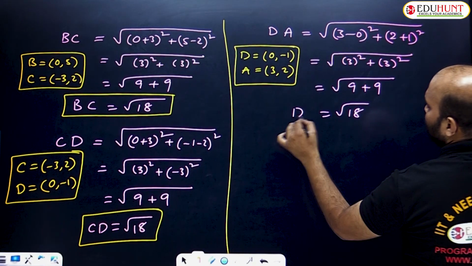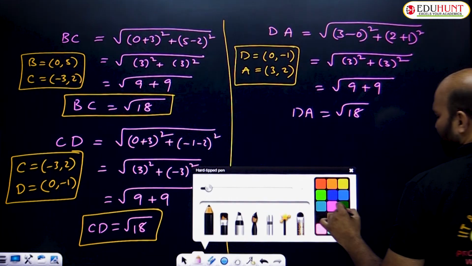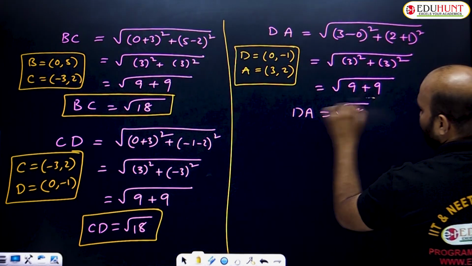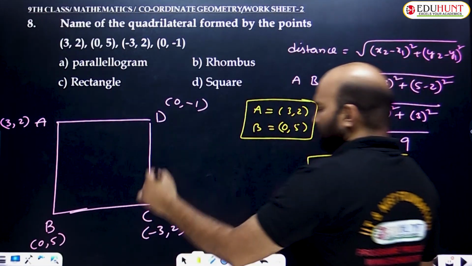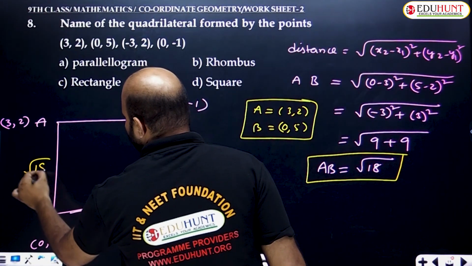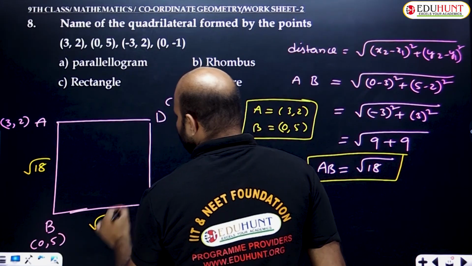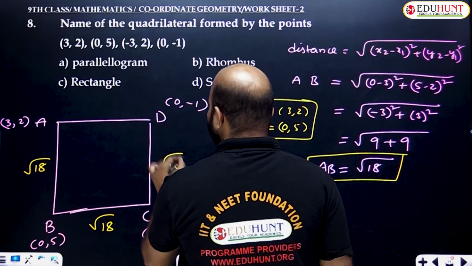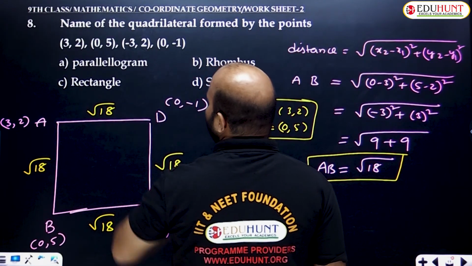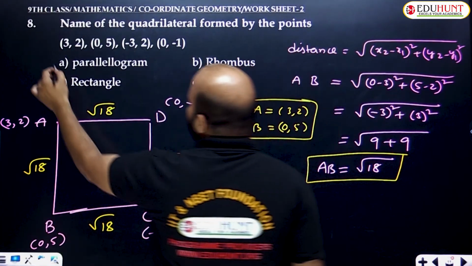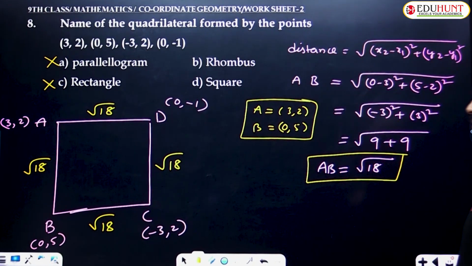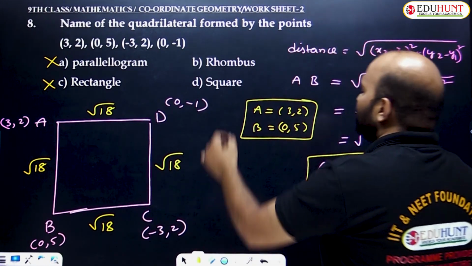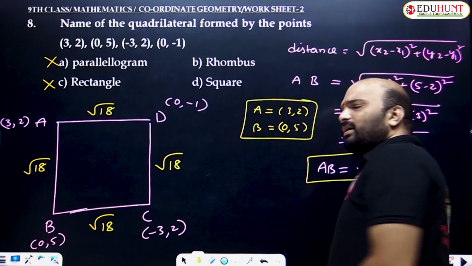So DA is also square root of 18. So what am I getting for all sides? AB is root 18, BC root 18, CD root 18 and DA also root 18. All sides are equal, so the parallelogram and rectangle fail because they only have opposite sides equal. But in the rhombus all sides are equal, and in the square all sides are equal.